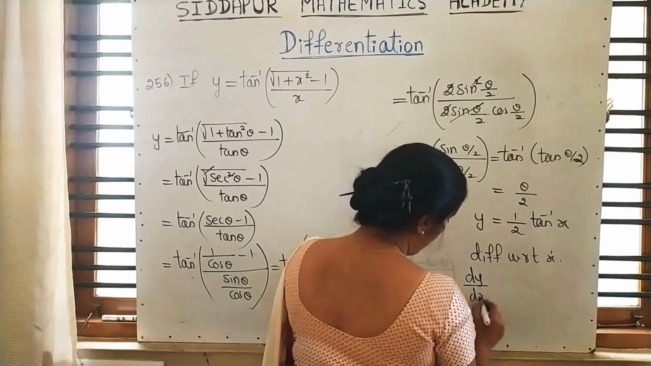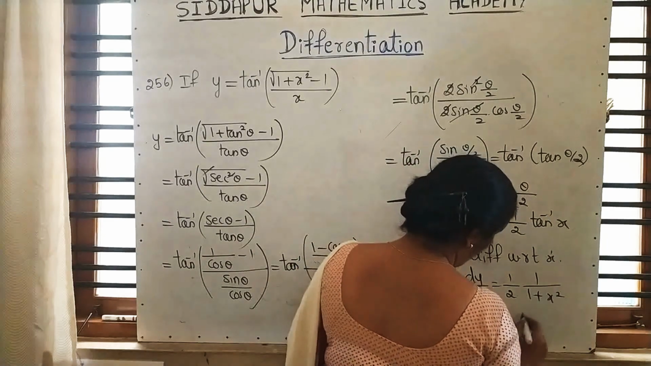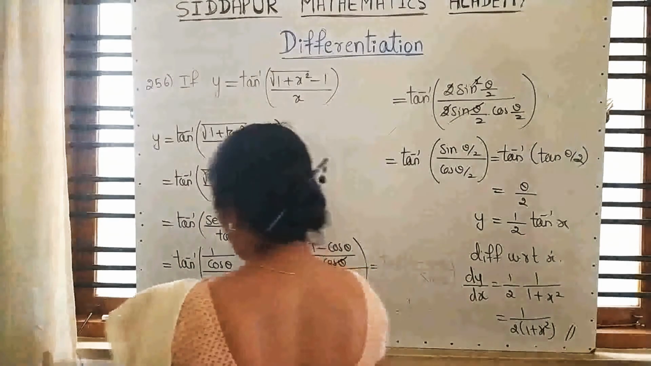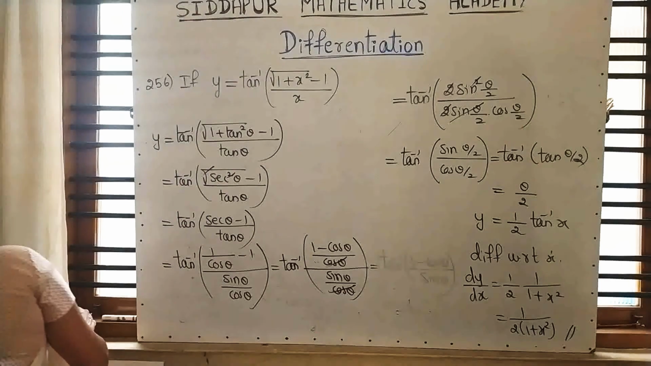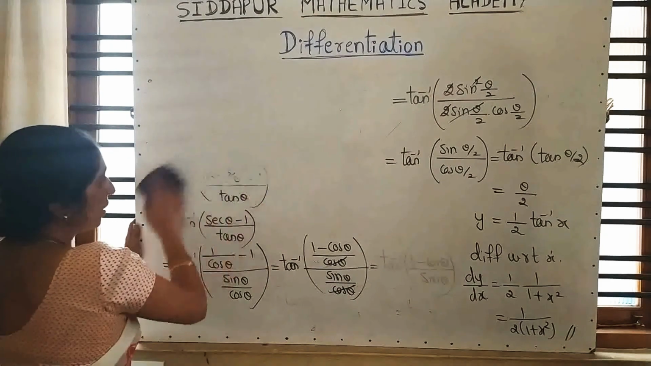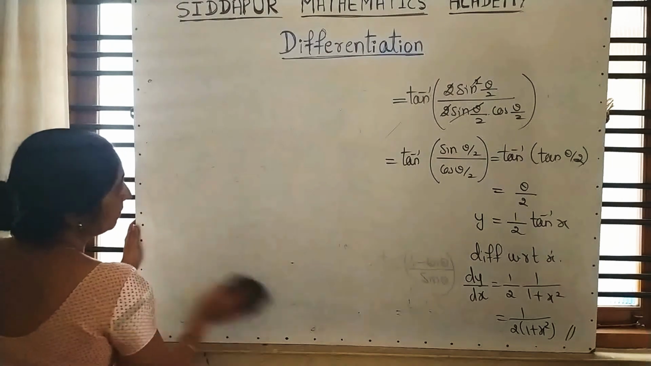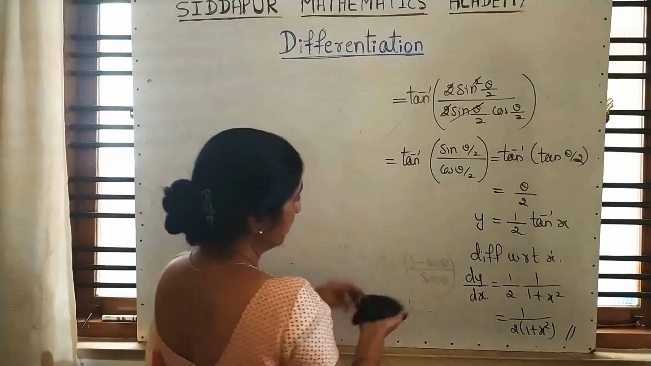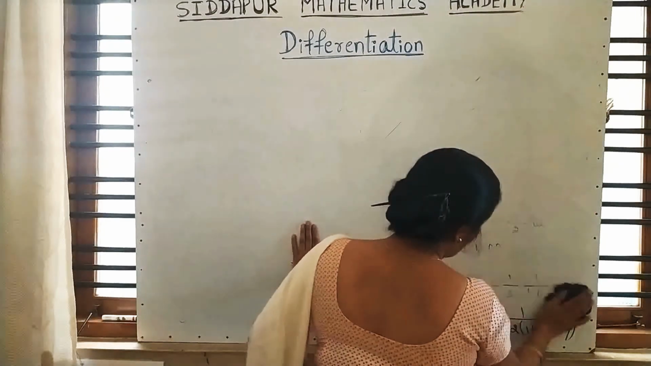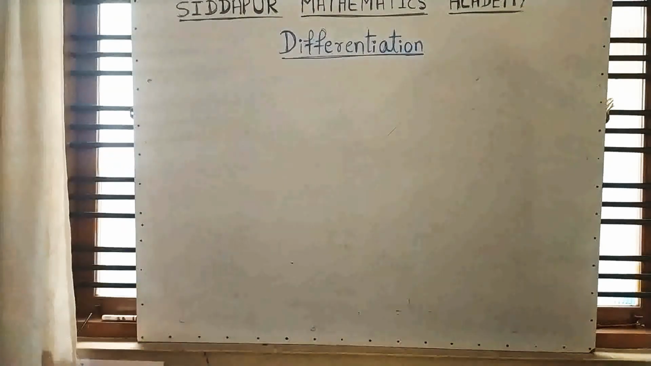Now differentiate this. dy upon dx. Keep 1 by 2 as it is. It is 1 upon 1 plus x square. So this is the answer. If you note down that note, then the problems will be simple. Whatever the important hints I give, please make a list of them. And some problems we already solved in inverse trigonometry also.